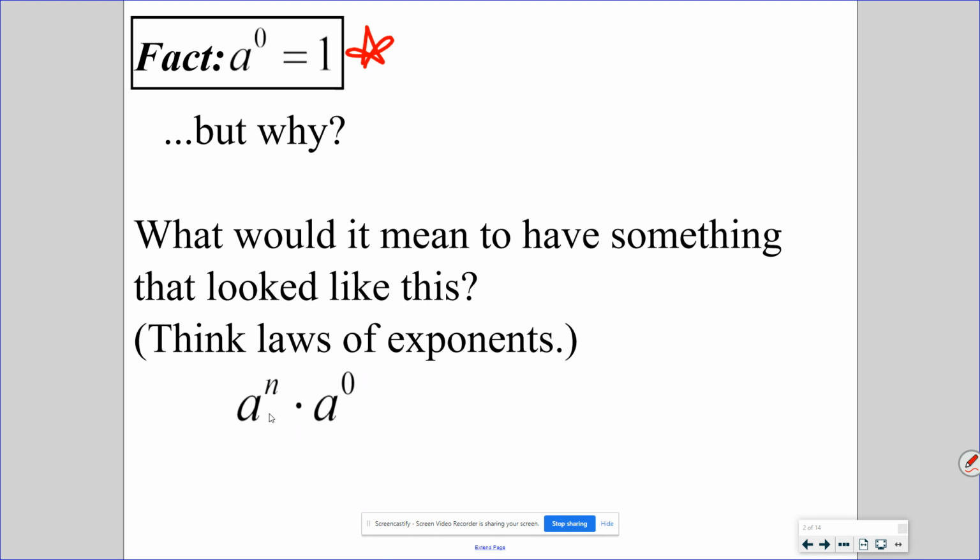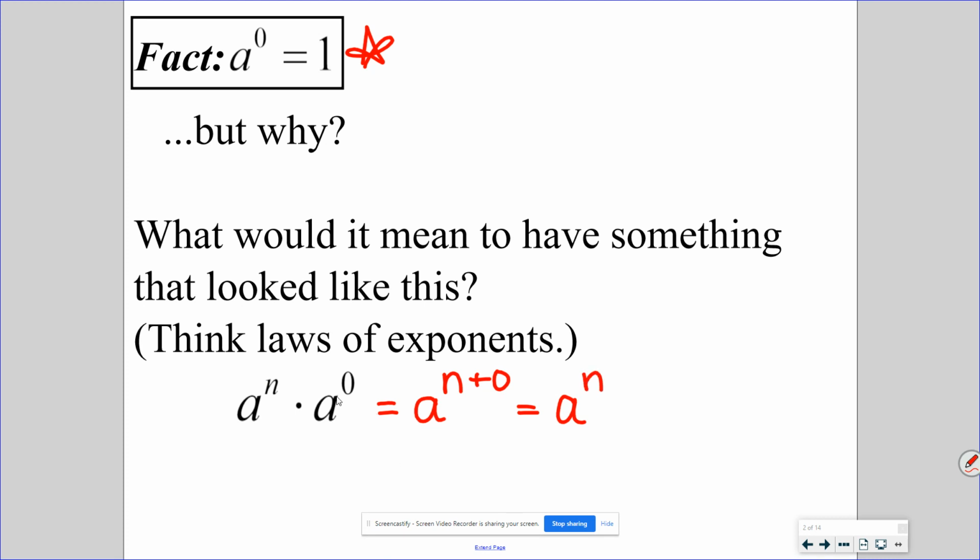So I'm going to ask you to simplify the expression down below, and we're going to simplify this expression using the product rule. The product rule states that if there's multiplication, you would take your powers and add them together, and that would give you n plus 0, which is just n.